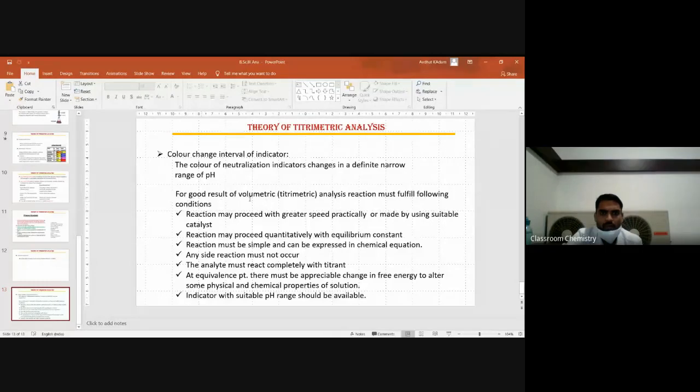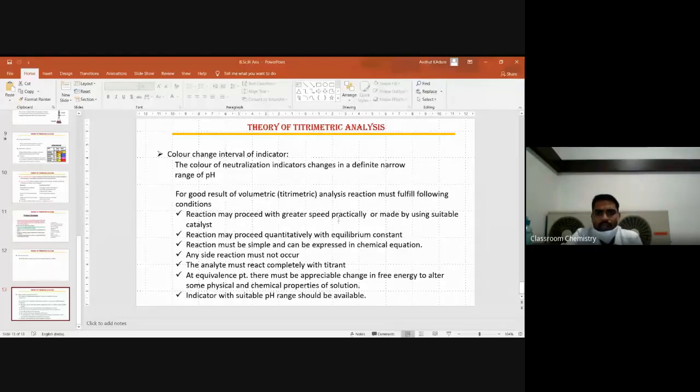For a good result of volumetric, that is titrimetric analysis, the reaction must fulfill the following conditions. Here I explain 7 conditions. These questions, good conditions for titrimetric analysis, are asked in exams for 2 marks or as a short note.